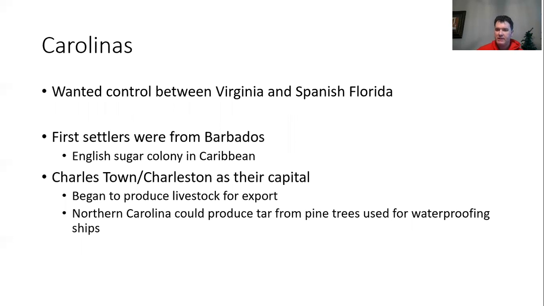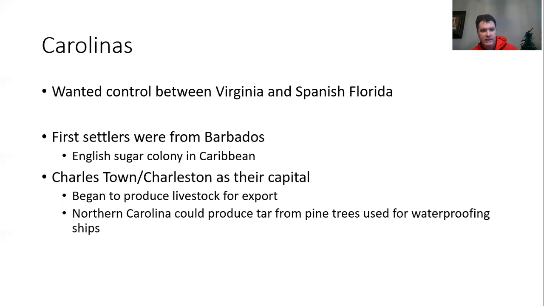We want to establish the Carolinas. Basically, the Spanish still control Florida, and Virginia is our most prosperous colony in the New World. Virginia is the crown jewel of the American colonies, and so we want to create some kind of buffer zone between Spain and Virginia, and that's going to be North and South Carolina.